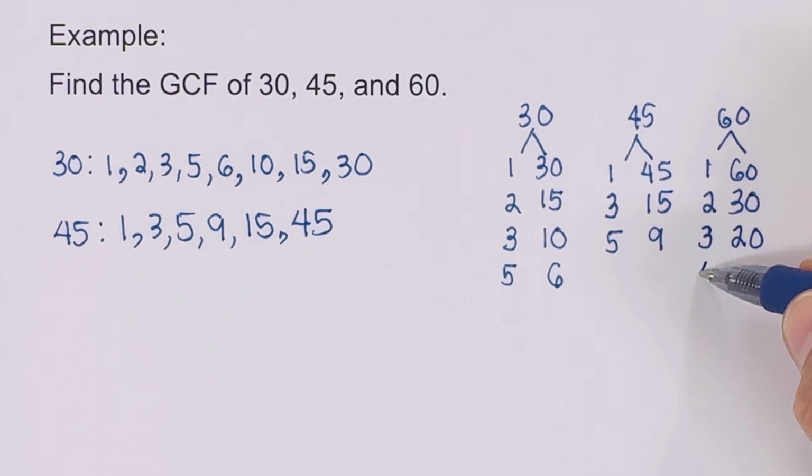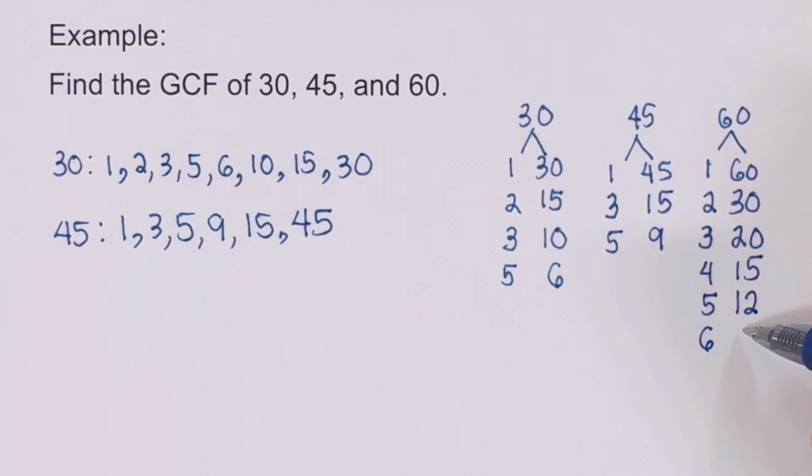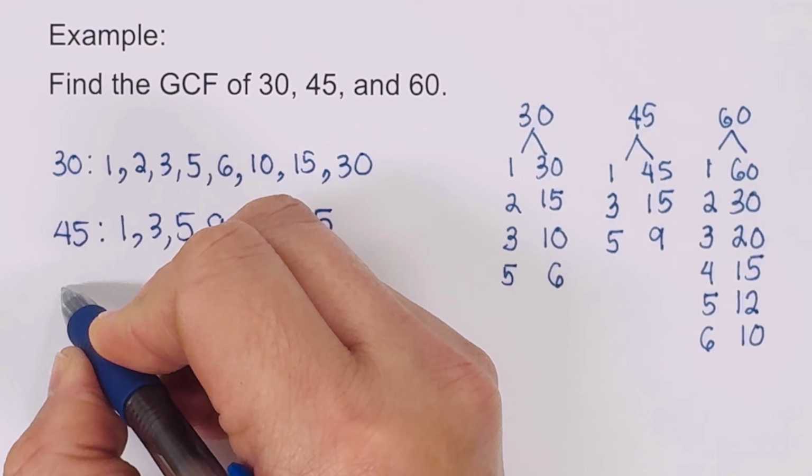4 works with 60. That is 4 times 15. 5 works with 60. That is 5 times 12. And then 6 works with 60. That is 6 times 10. 7, 8, and 9 don't work with 60, but 10 works. So these are the factors of 60. So I will list them down here.